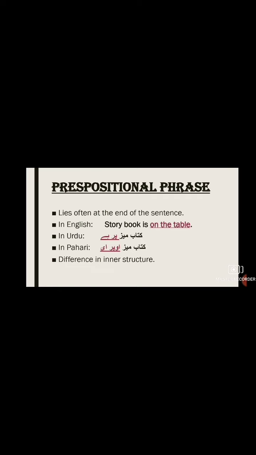If we take this example in Urdu language, it would be as किताब मेज पर है. So मेज पर है is prepositional phrase here, but the structure and position is different as compared to English. In Urdu language, noun or noun phrase comes before preposition and it lies at the end of the sentence but before auxiliary verb.